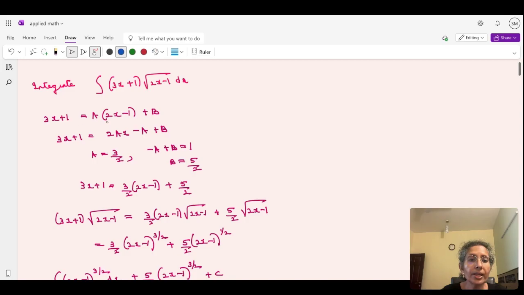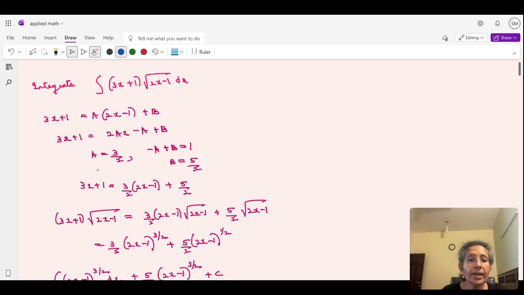So when you open the bracket, you get 3x + 1 is 2ax - a + b. Coefficient of x on the left hand side is 3. Coefficient of x on the right hand side is 2a, so a is 3 by 2. Constant term on the left hand side is 1. Constant term on the right hand side is -a + b. So -a + b is 1, or b is 5 by 2.